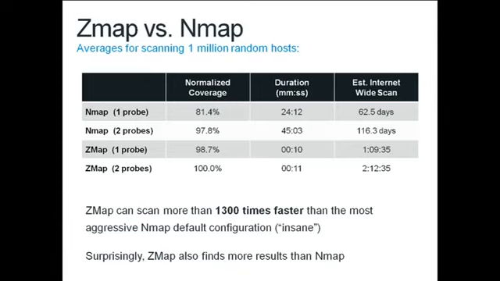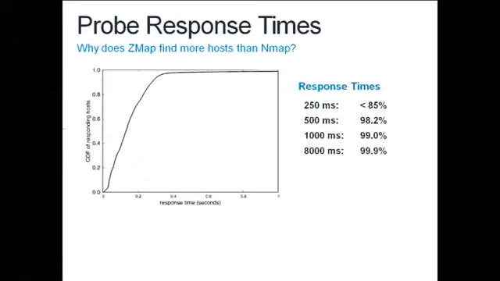Surprisingly though, ZMap also finds more hosts that are responsive than Nmap does. And we're really scratching our heads about that, because even with 2 probes, Nmap finds fewer responsive hosts than ZMap does with 1 probe in these tests. So why is that? Well, that turns out to have to do with response time.